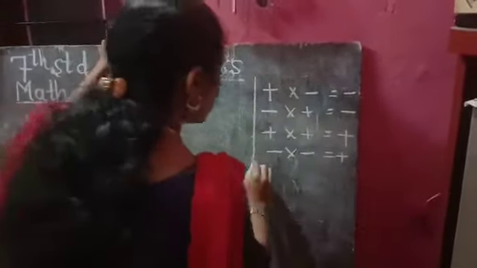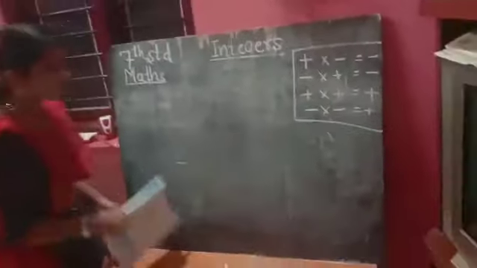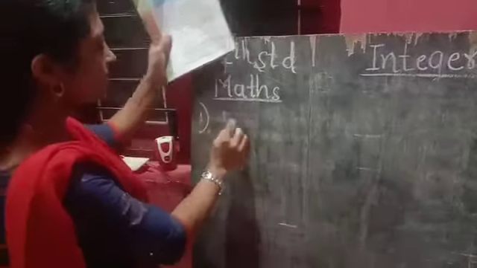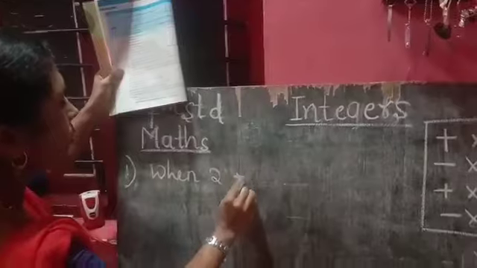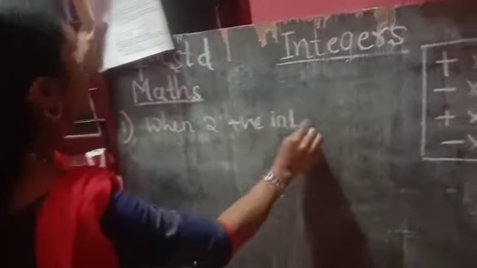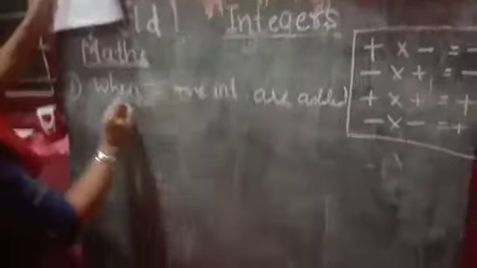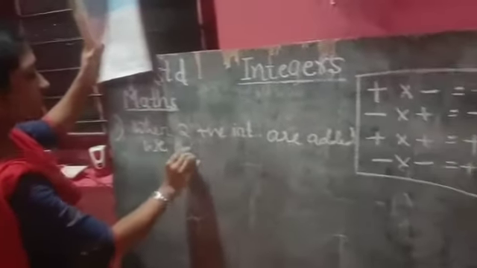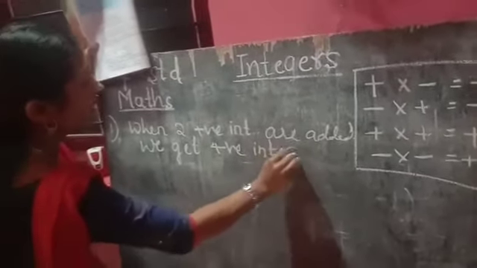If you remember this, you can easily add or subtract integers. The first statement: when two positive integers are added, we get a positive integer. Whether this statement is true or false? We get a positive integer, meaning the answer we get is positive.